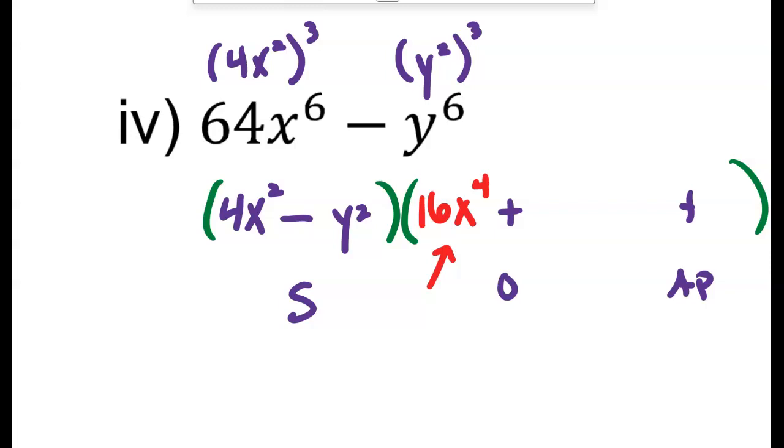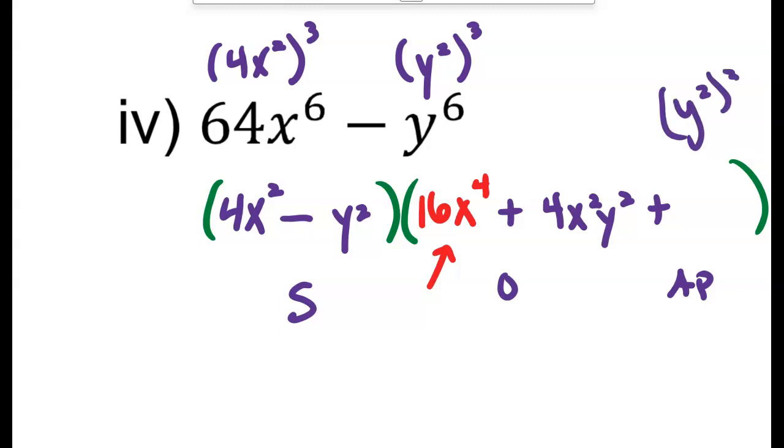Okay. What do we do for our middle one? Yeah, 4x squared, y squared. Beautiful. We just multiply the A and the B together. And then for our always positive, what do we do here? Yeah, because y squared being squared is y to the 4th. Awesome. Now, are you done? No.